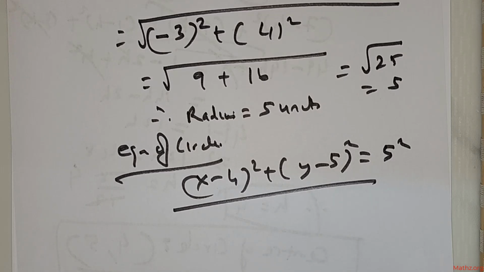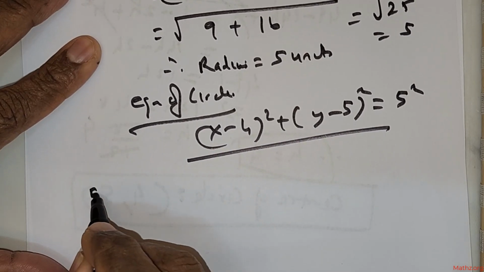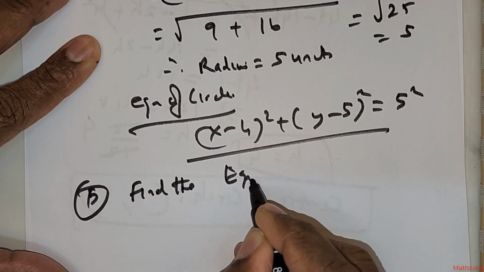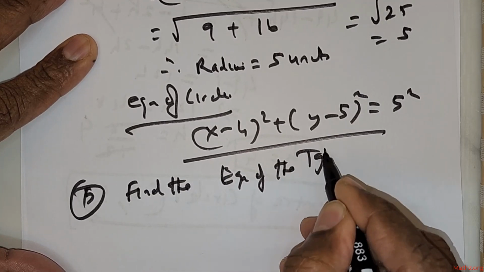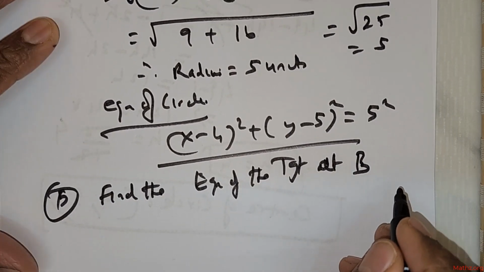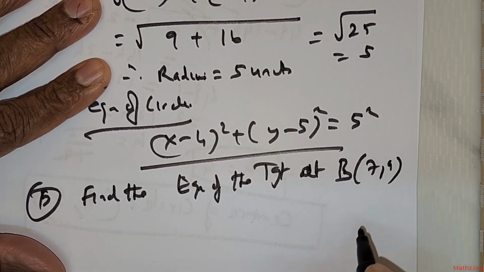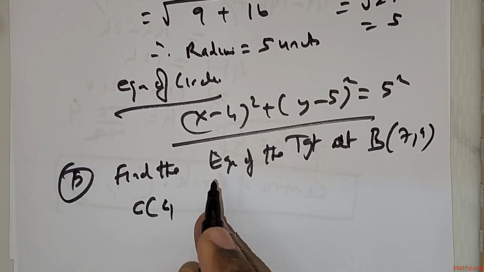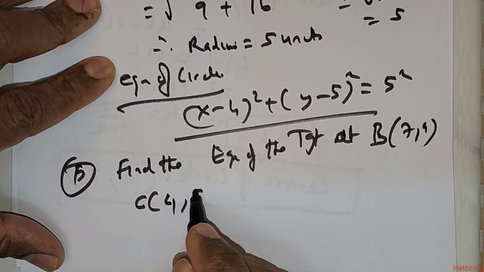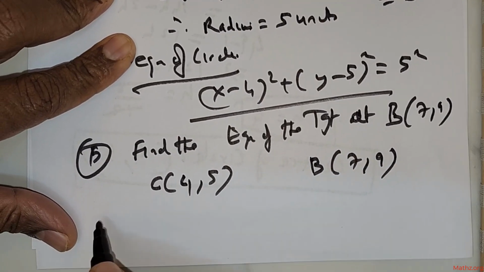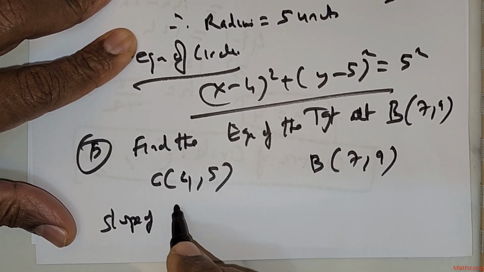But we have to get the equation of the tangent. This is part B. Find the equation of the tangent at the point B. Now what is B? B is (7, 9). Okay, so the center is (4, 5) and the point B is (7, 9). So what I'm going to do is find the slope of BC.